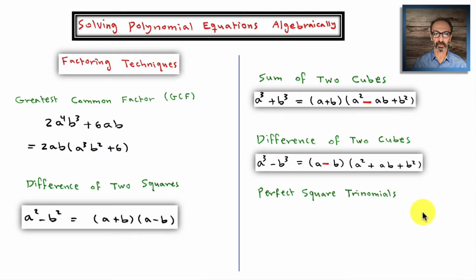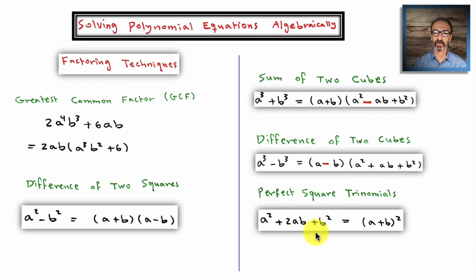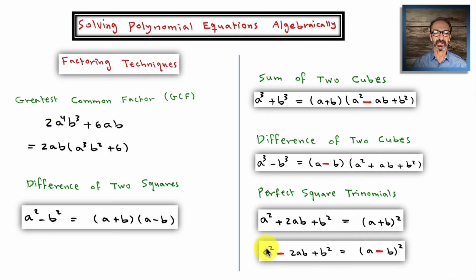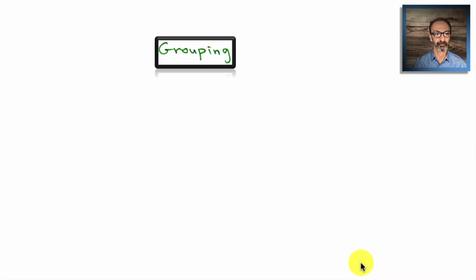Perfect square trinomials. A squared plus 2ab plus b squared could be factored as a plus b times a plus b. In case you have a squared minus 2ab plus b squared, we do have it as a minus b times a minus b.